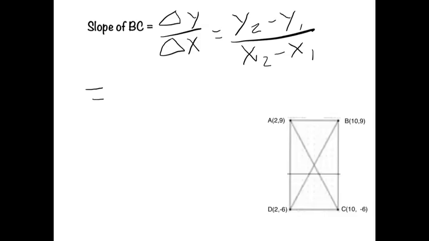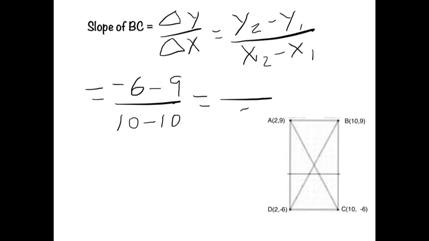So this comes out to be, we're going to do on the top, negative 6 minus 9, and on the bottom, 10 minus 10. First thing you should notice is that 10 minus 10 is going to equal 0. Doesn't really matter what we have on top, but negative 6 minus 9 comes out to be negative 15. There's a problem with this. The problem is that you can't divide by 0. Nowhere in our number system is dividing by 0 allowed.